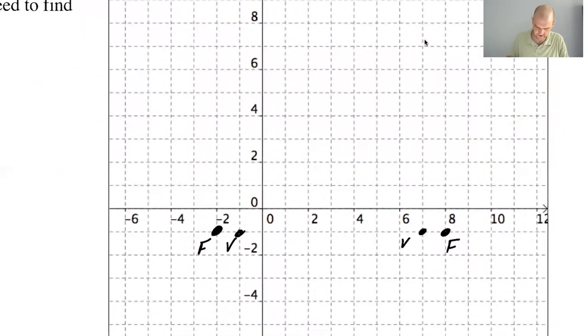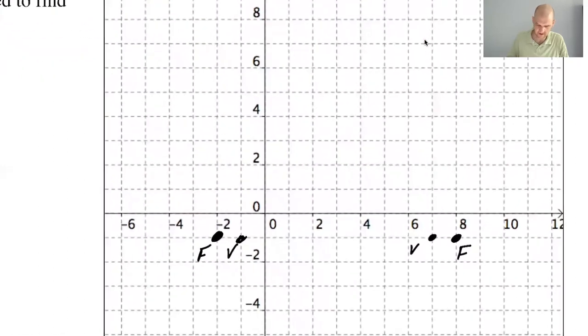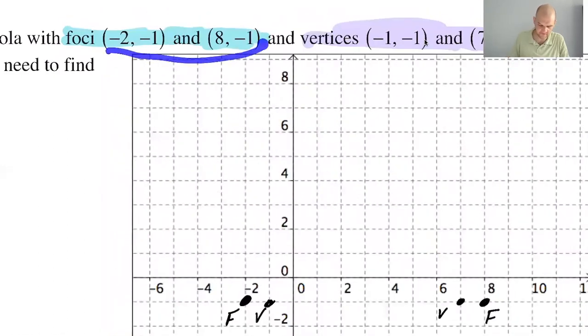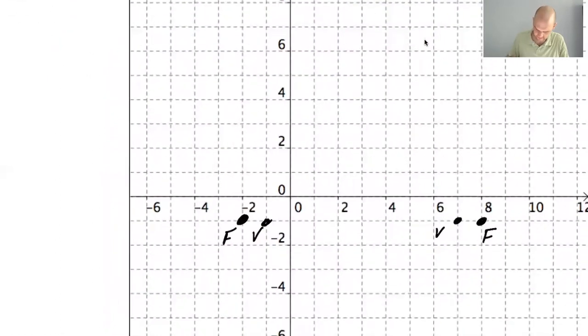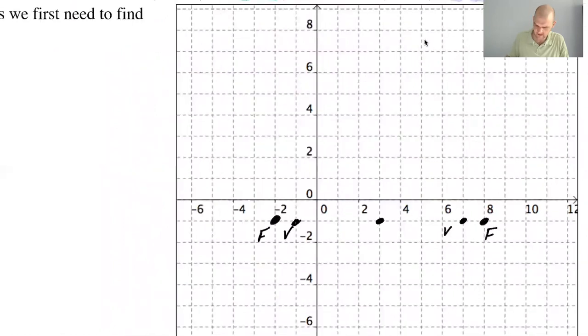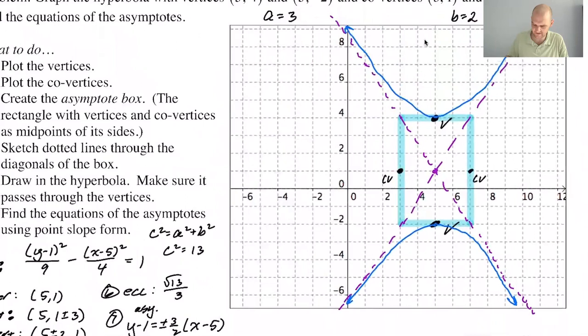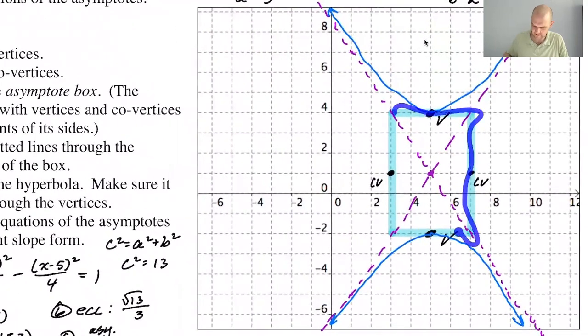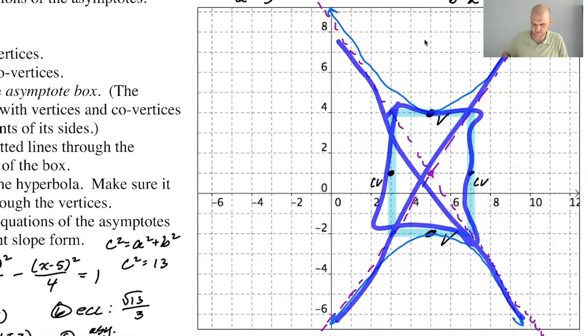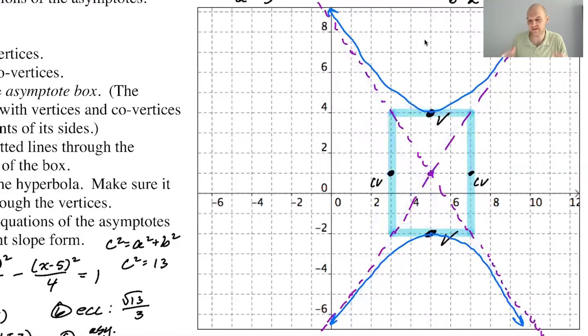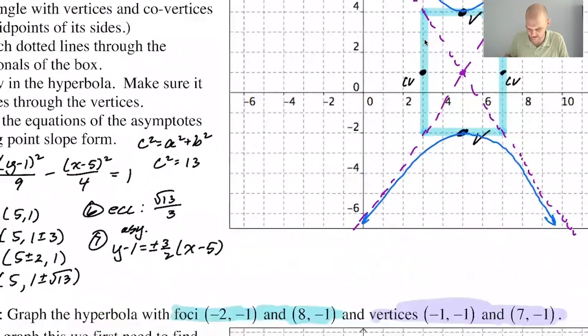All right, so what do we know? We know the center. The center is the midpoint of the foci or the midpoint of the vertices. You can use either of them. So -2 plus 8 is 6, divided by 2 is 3, so 3, -1. The center is right there. On the last one, I didn't put it in the center at first because I already had the asymptote box and had drawn the asymptotes, and the asymptotes always intersect at the center.